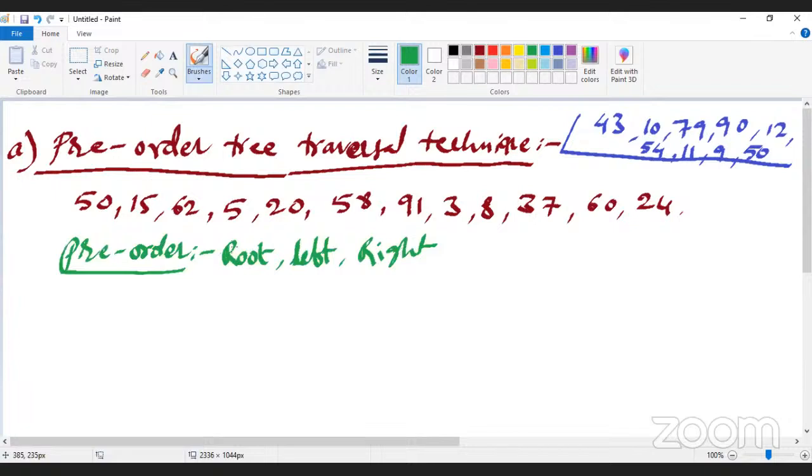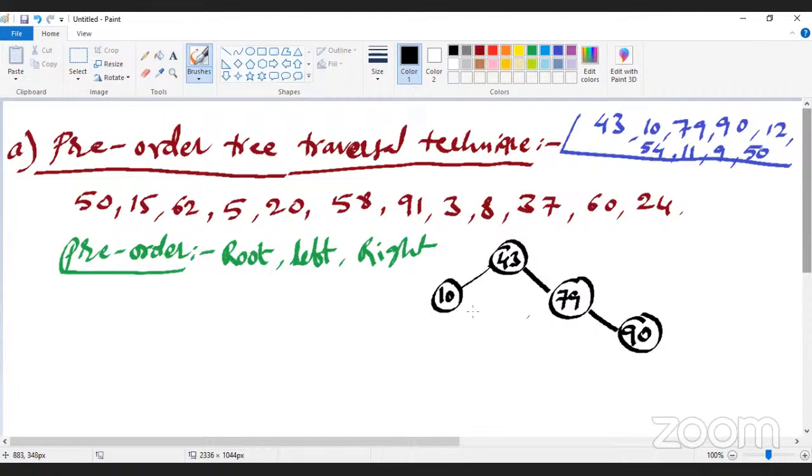So that's why we take these examples like 43. Let me construct a BST using this one. What is the first element? 43 is the root. Next, where does 10 have to go? Left. Yes, 10 goes to the left. Next, 79 goes right. Next, 90 goes to the right side of 79.